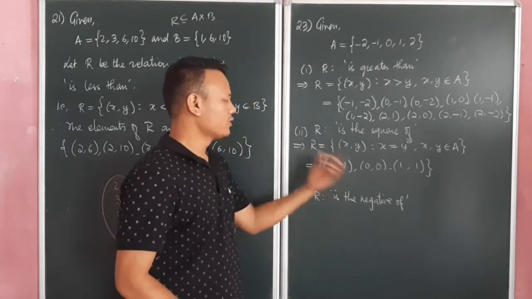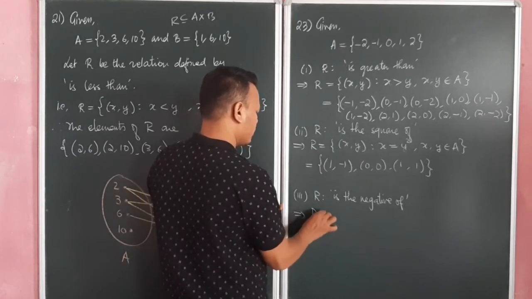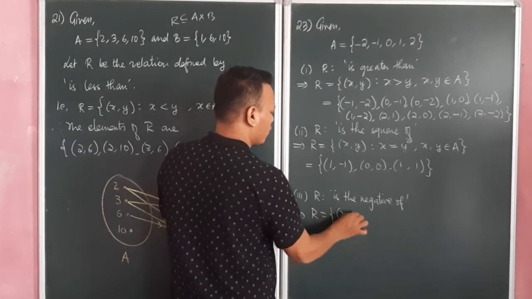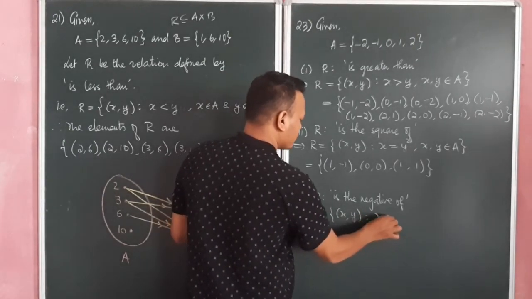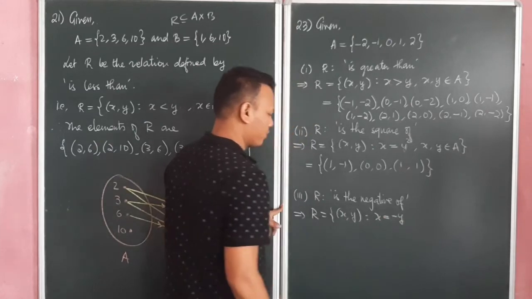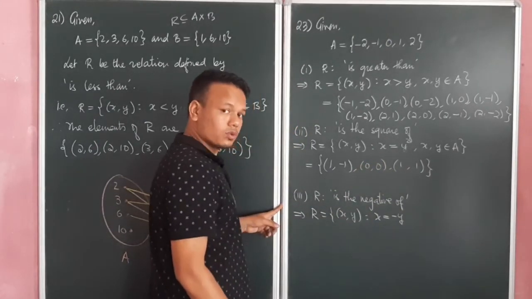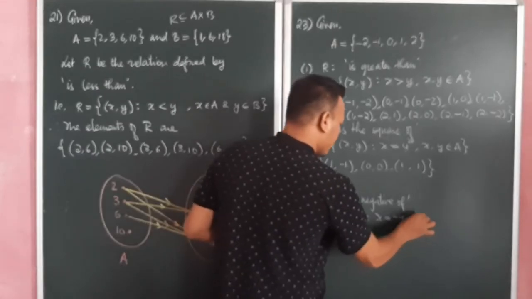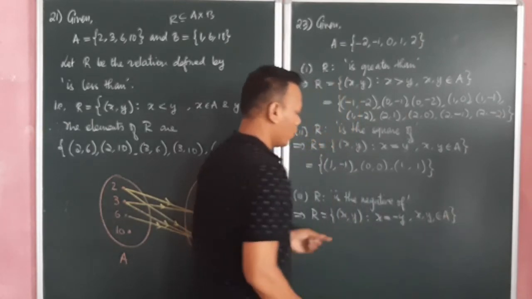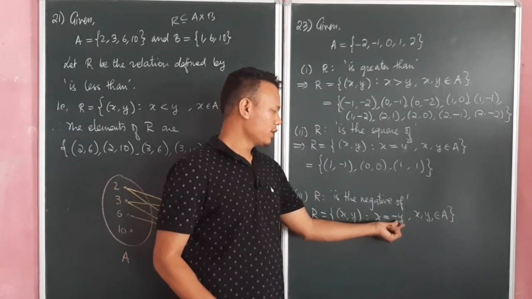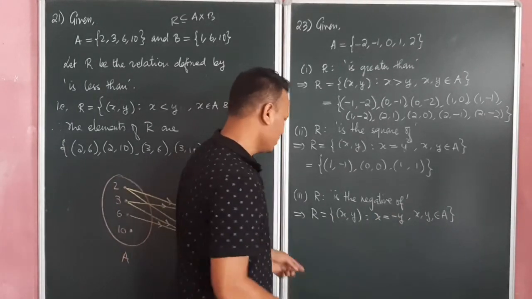Now at last we have R is the negative of. Alright, so this means R is the set with ordered pairs such that x is equal to minus y. Okay, x is the negative of y, means x equals to minus y, where x and y belong to A. Or what is the meaning of this? This means that if this comes over here, then x plus y equals to 0. That's what is the meaning of this.